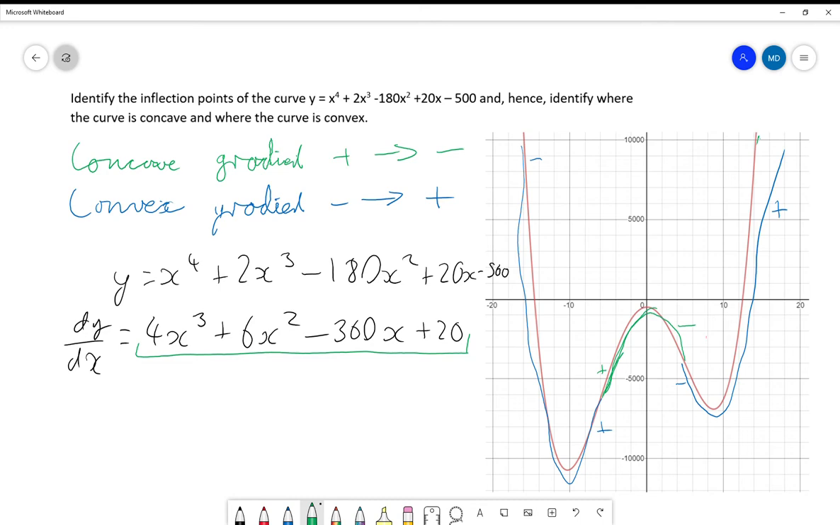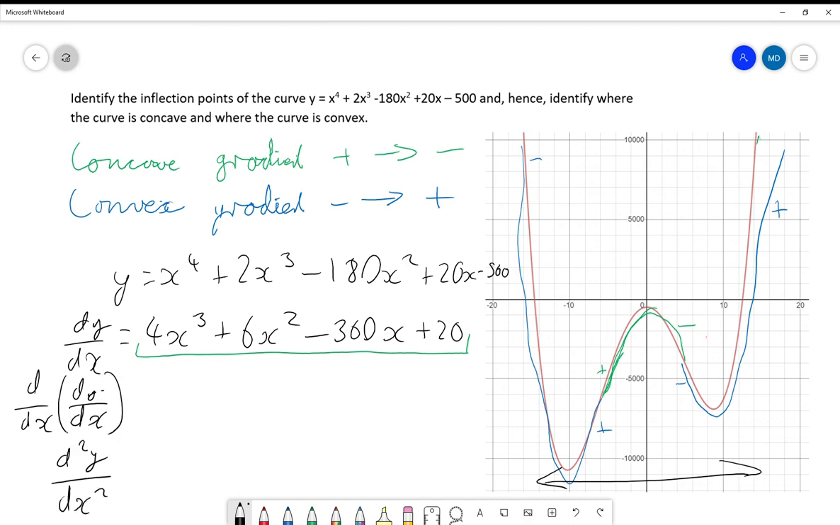So in fact, we want to think about the change of the gradient. The gradient itself is the measure of change. So the change of the gradient, how the gradient changes with respect to x, is the second derivative, i.e. we need to do d by dx of dy by dx, which is of course d2y by dx squared. And this is the measure of how the gradient is changing at any given point. So we're going to get 12x squared plus 12x minus 360.